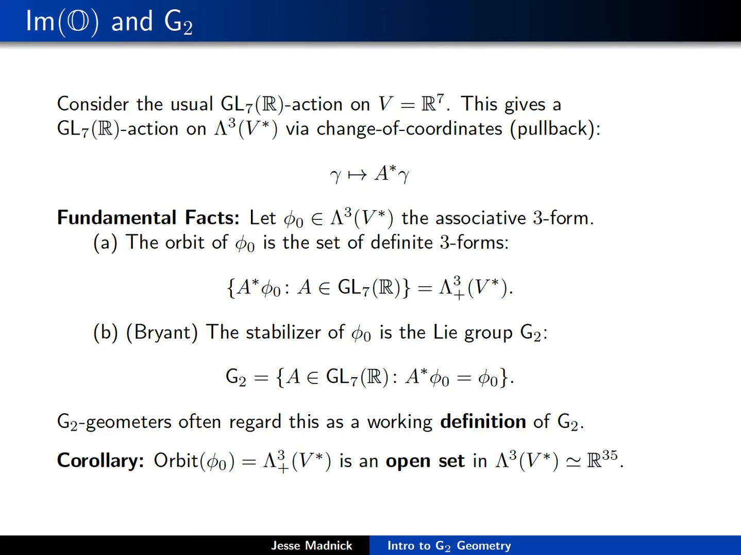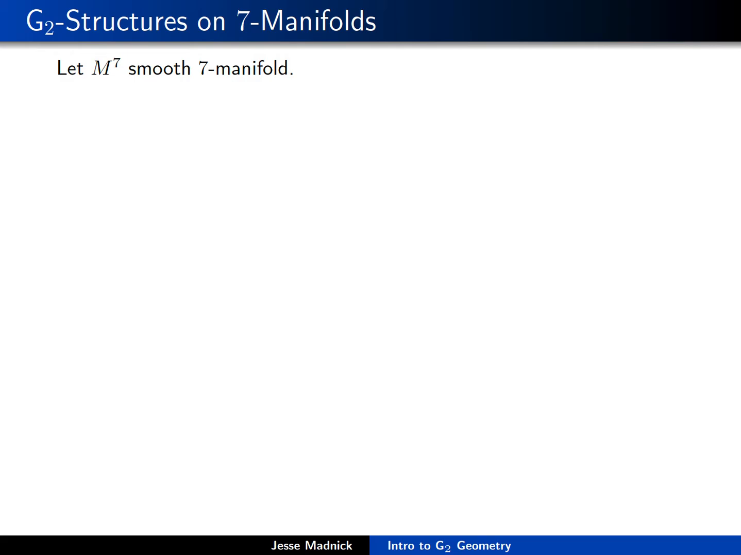In the space of all three forms, and that's a very fundamental fact. What that means is if you perturb phi0 a little bit, you'll still get a definite three form. This is a very rare property. There are very few open orbits in the set of k-forms on a vector space, and I believe they're classified, in fact. Okay, so that's all linear algebra.